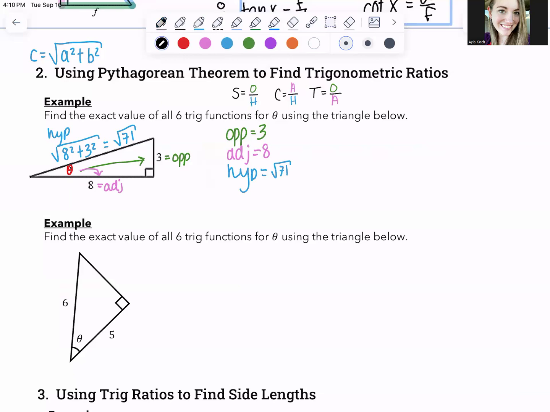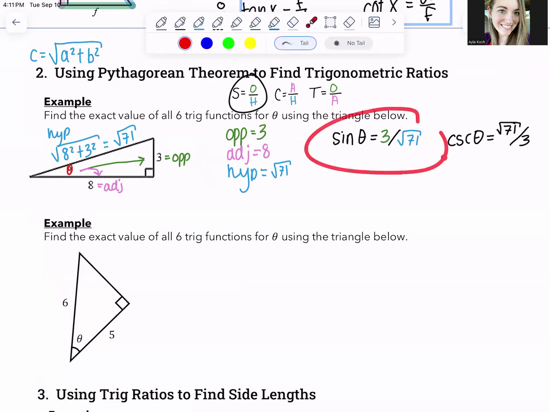Now we just do the trig ratios like we've done before. Sine is opposite over hypotenuse. So sine of angle theta is equal to the opposite side 3 divided by the hypotenuse, the square root of 71. Its soulmate is cosecant. So cosecant of theta, I'm going to skip the color coding here, the reciprocal, is square root of 71 over 3.